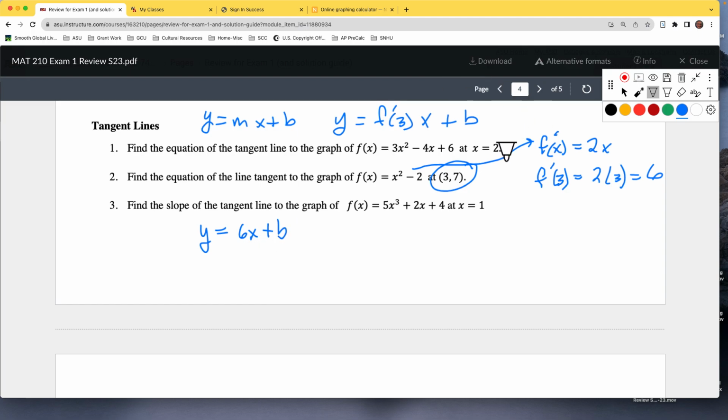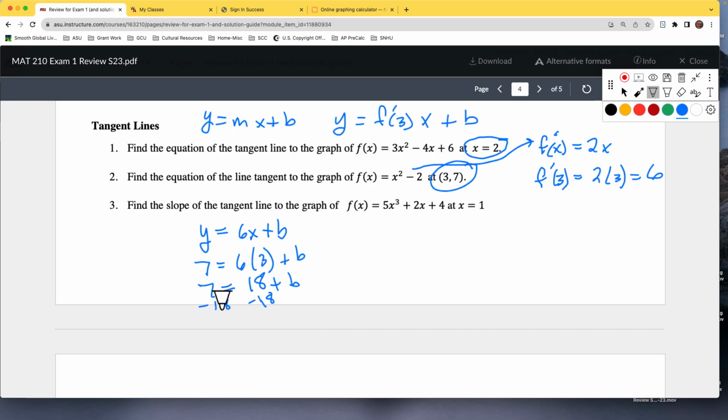A lot of times, like up here, they just give you the x value and they're expecting you to figure out what the y value is. This one, they were helpful, they gave it to you. So we plug in 7 for y, because that's what it is. We plug in 3 for x, and then we're going to be able to solve for b. We should get negative 11, I think it was. So that gives us 7 equals 6 times 3, which is 18. Subtract 18 from both sides.